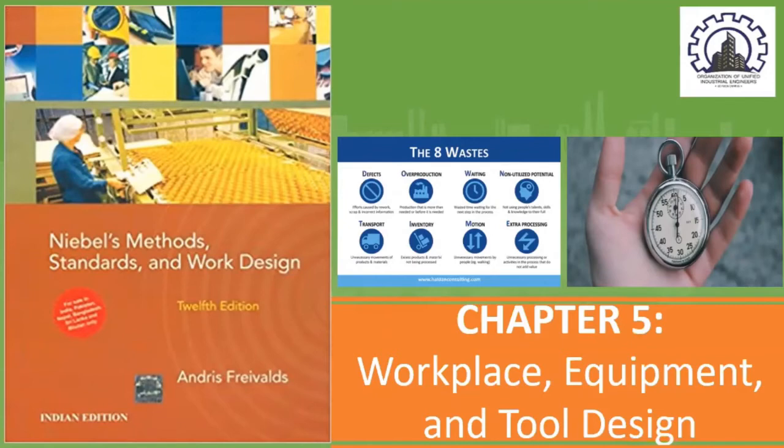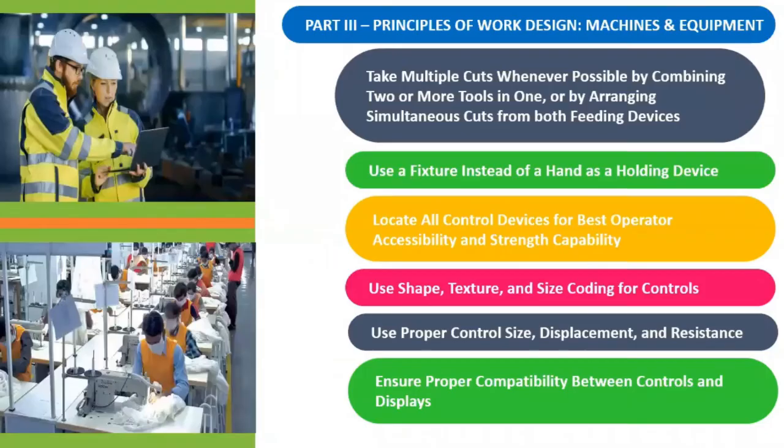Hello everyone, we are Group 10 and we are discussing Part 3 of Chapter 5, Workplace, Equipment, and Tool Design. So Part 3 is all about the principles of work design, machines, and equipment. Part 3 has 6 topic outlines and we are going to discuss the first 3 topics. First, take multiple cuts whenever possible by combining 2 or more tools in one or by arranging simultaneous cuts from both feeding devices. Second, use a fixture instead of a hand as a holding device. Lastly, locate all control devices for best operator accessibility and strength capability.